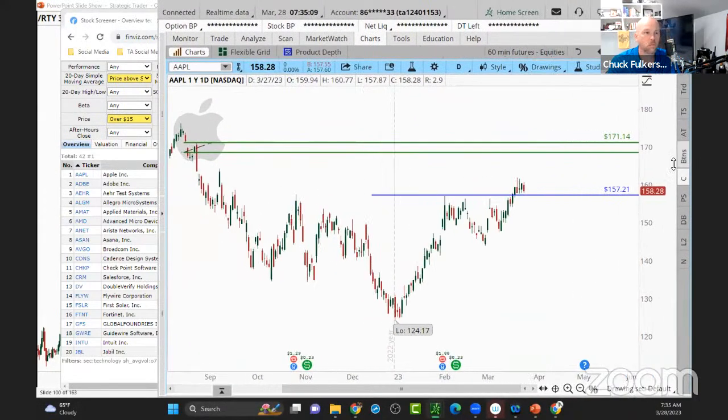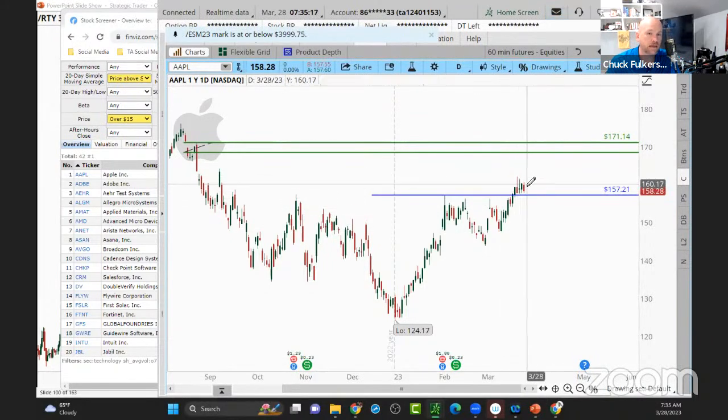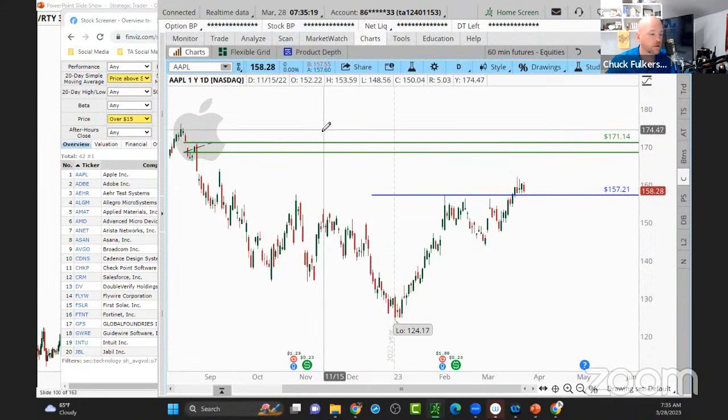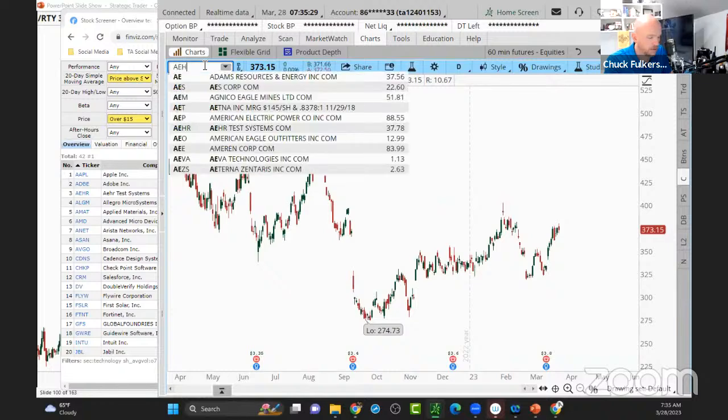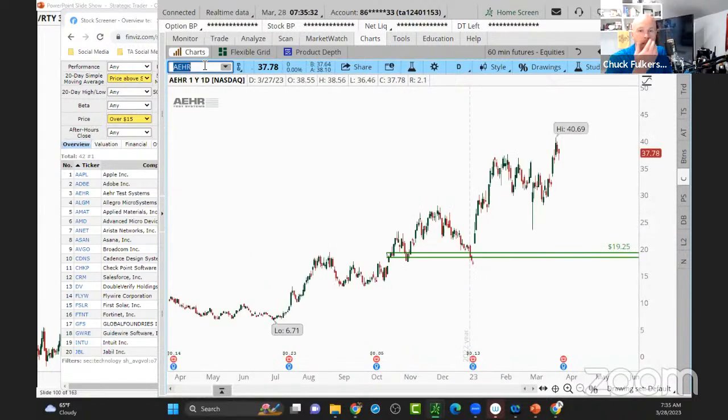And so I kind of like this, but I don't like the current price action that we're seeing, right? The current price action is showing me decreasing range in the last few candles, and we closed on the low yesterday, so that certainly is not something that I'm excited about. Next would be Adobe. Don't love it. Aehr. No, not in love with it.